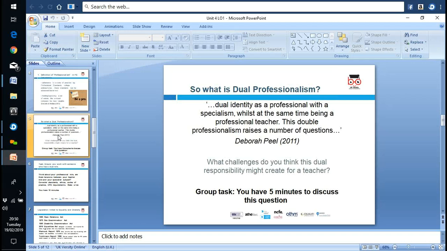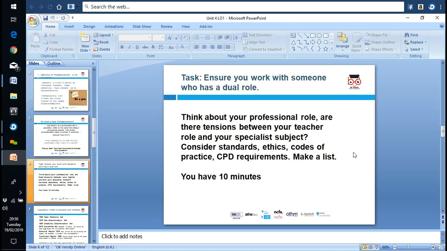Professional with a specialism, whilst at the same time being a professional teacher. The double professional, raising a number of questions. And what are the challenges do you think dual responsibility might create? That's a group task that we're not going to do, because we're beyond that point, actually. Think about your professional role, and are there tensions between your teacher role and your specialist subject?